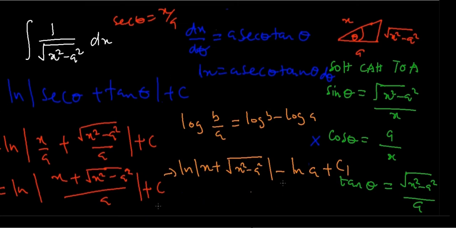So our answer now becomes the ln of x plus the square root of x squared minus a squared, plus capital C. So this will be our answer.